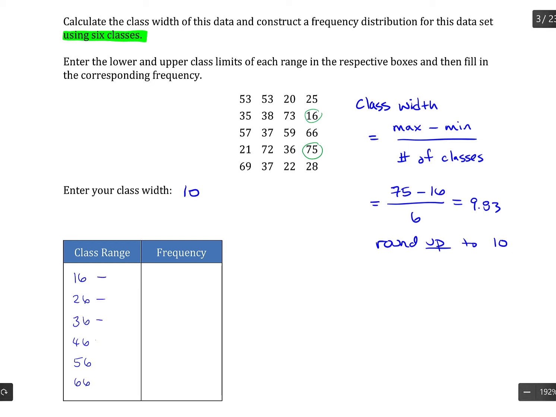Now I will go and get the upper class limits. For the upper class limits, if I want the second class to begin at 26, then I'm going to need the first class to end at 25. And that way I have a place for all the different data items. And then I can take that 25 and continually add the class width to it. So that would be 35, 45, 55, 65, and then 65 plus 10 is 75. And now I've created my class ranges.